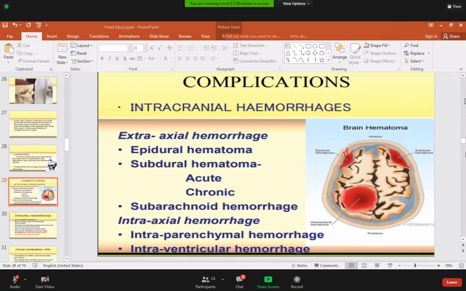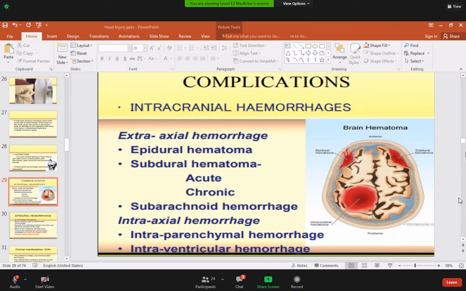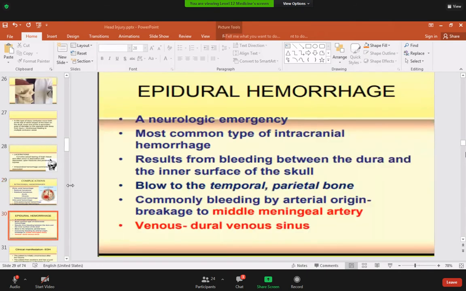And the other is spindle shape, like a biconvex lens, or you can say the shape of the lenses that are in the glasses. It is like that, a biconvex lens appearance. Okay. Now, one by one, we'll go into the detail of it.